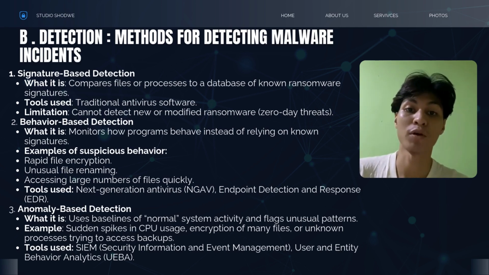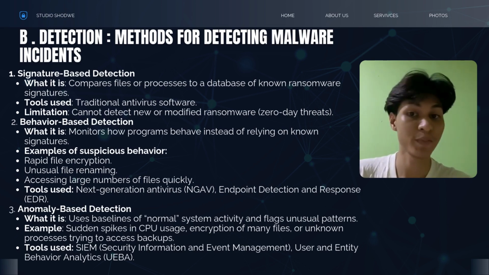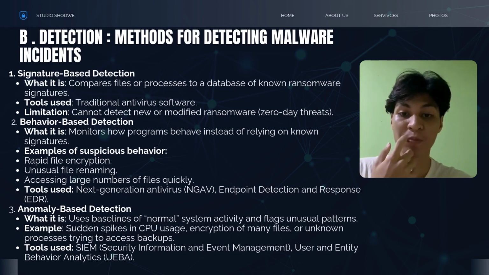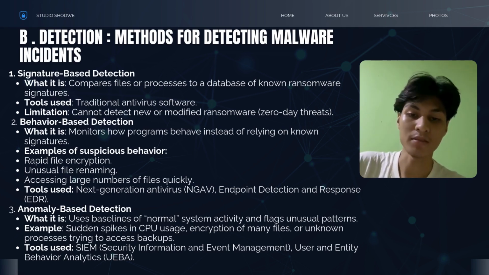Number four is honeypots and file canaries. This method involves placing decoy files or folders, known as honeypots or canaries, within a system. These files serve no real purpose and should not be accessed during normal operation. So if they are modified, encrypted, or deleted, it's a strong indication that ransomware is active. This provides an early warning signal and allows for immediate response before real data is affected.